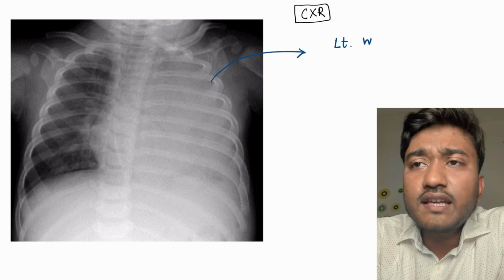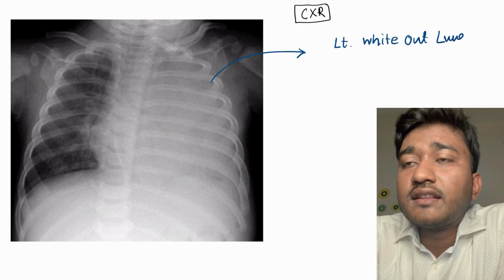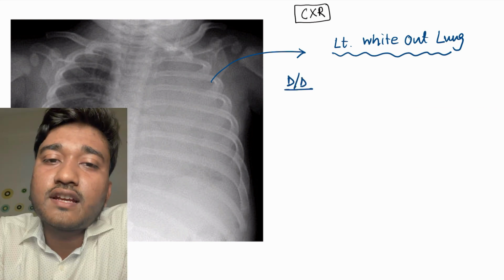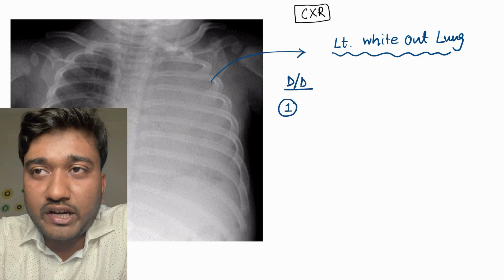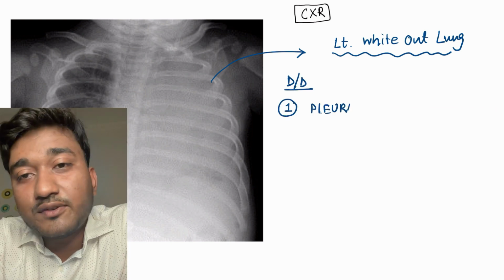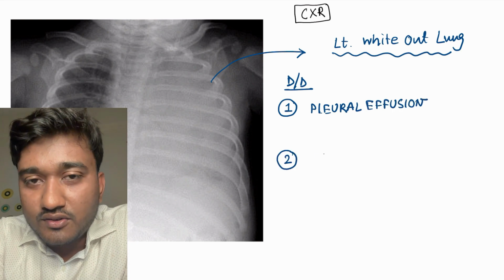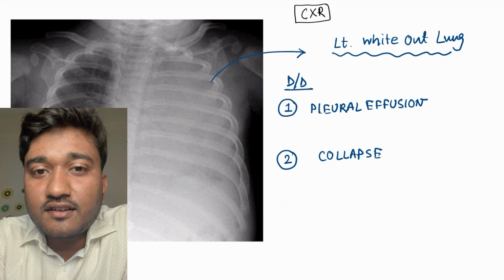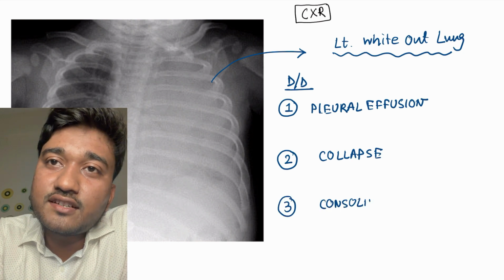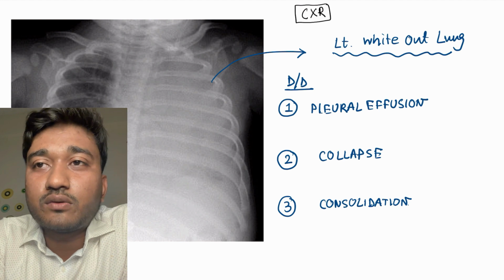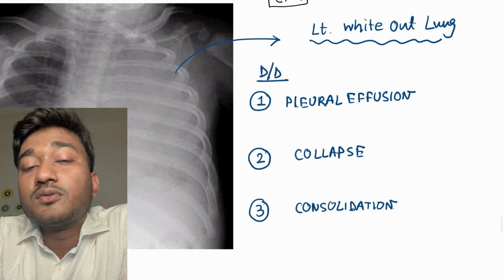In this patient what you can see is a left sided whiteout lung. What could be the differential diagnosis for a left sided whiteout lung? It could be pleural effusion, it could be collapse, or it could be consolidation. So can you differentiate from this picture? In all these three conditions there will be a unilateral whiteout lung. So how to differentiate?